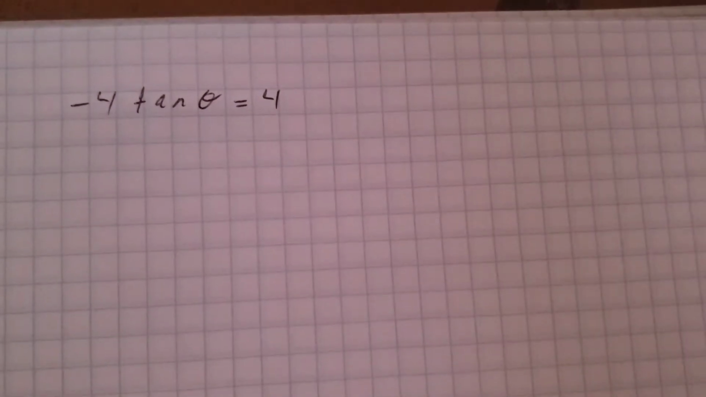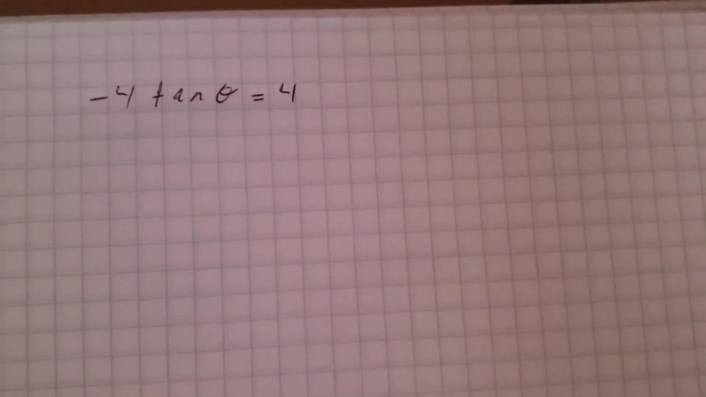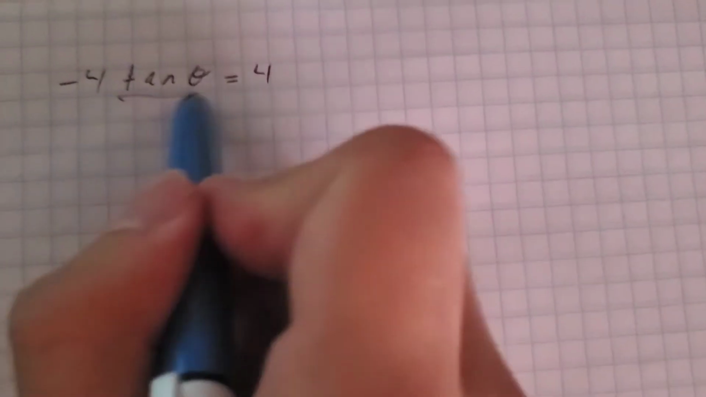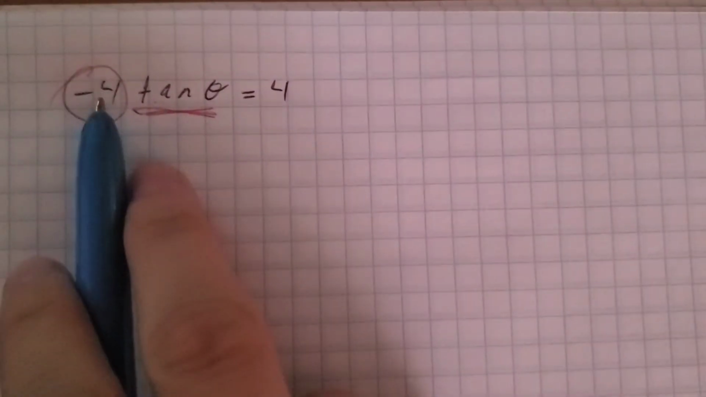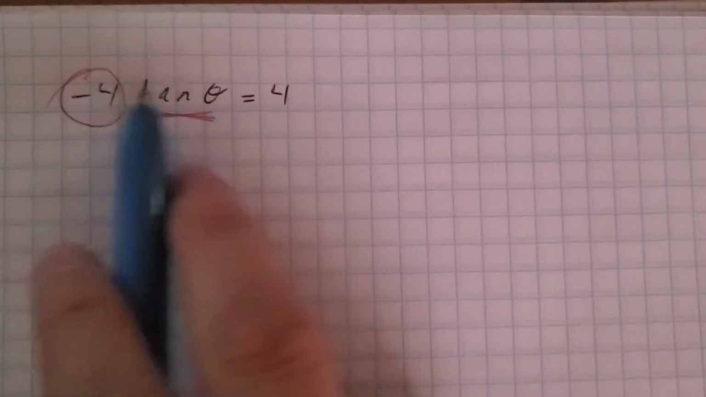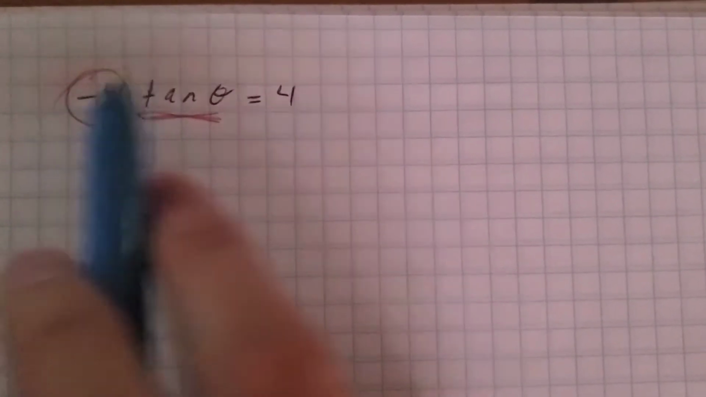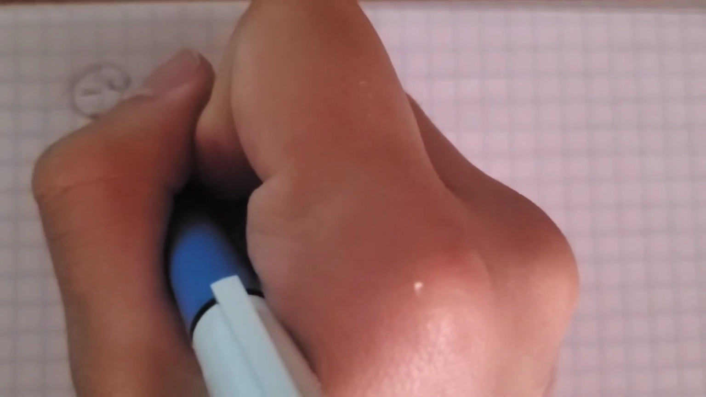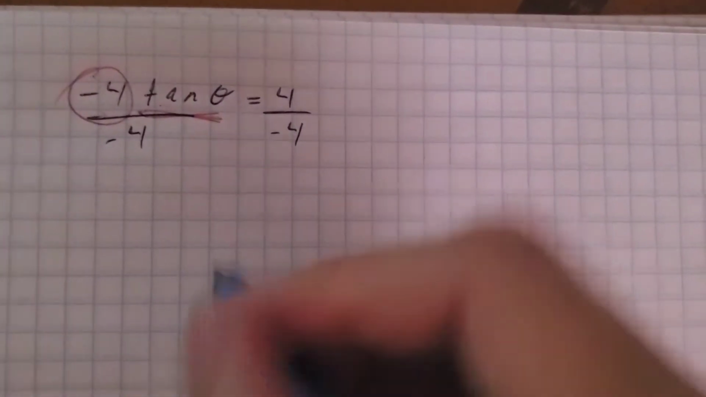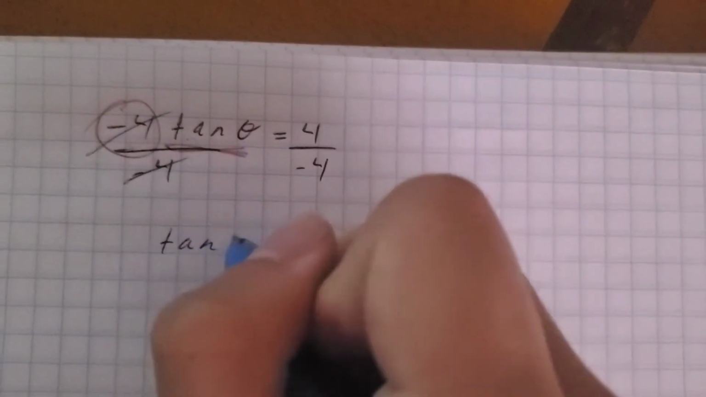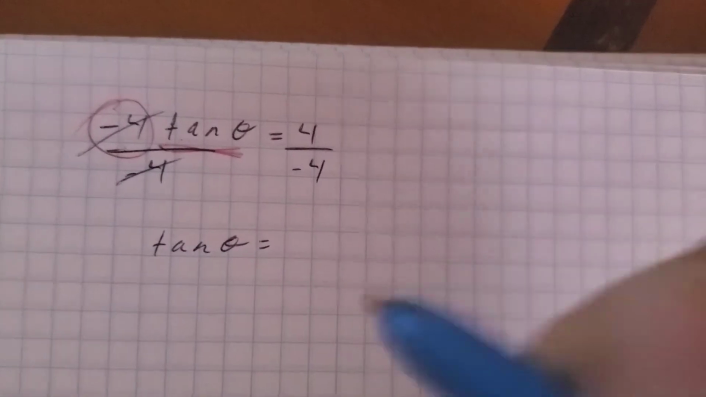First thing that we have to do for these type of problems is to leave the tangent, or sine or cosine, by itself. So we have to get rid of this -4, and because this -4 is multiplied with the tangent, there's no plus or minus in between. So I'm going to divide both sides by -4. This way, the -4 cancels out, leaving you with tangent theta equals -1.